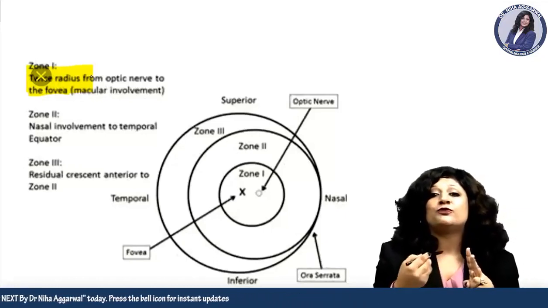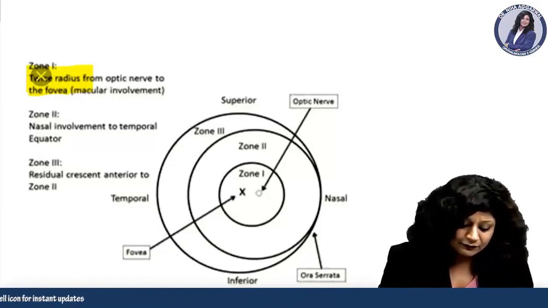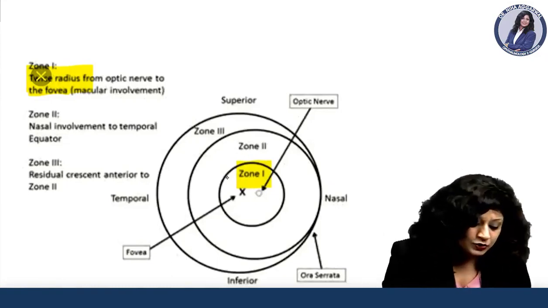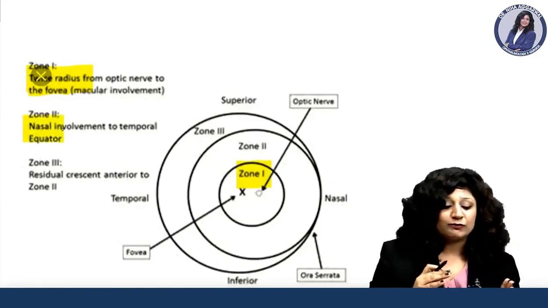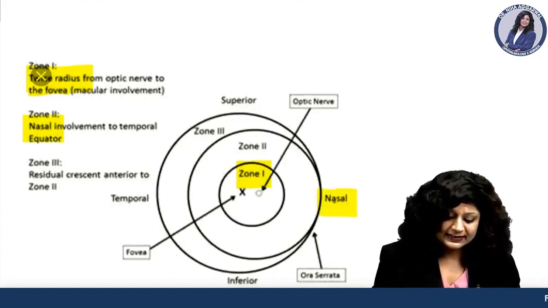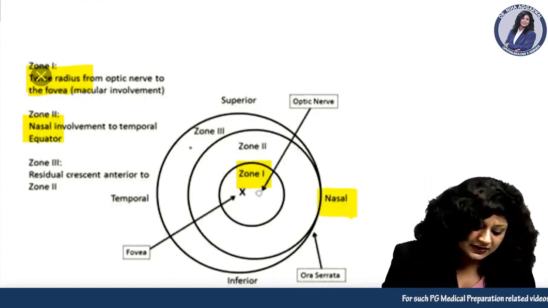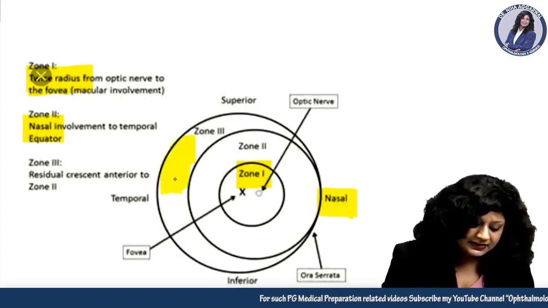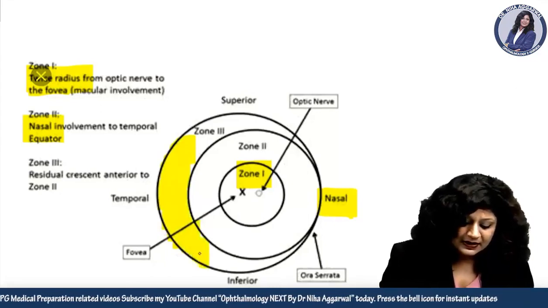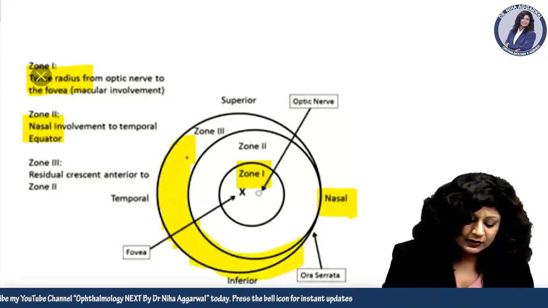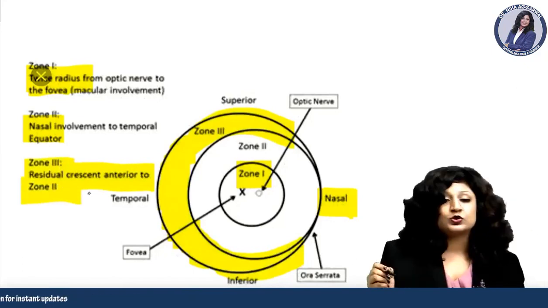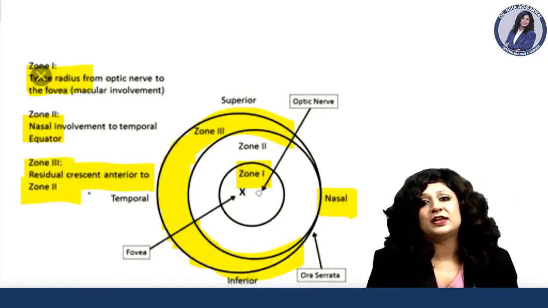So, this is now 4 disc diameter, and that will define your zone 1. Right. Then coming to zone 2. In zone 2, it is a nasal involvement to the temporal equator. I told you that it is going nasally, and whatever is remaining on the temporal side, this crescentic area which is remaining on the temporal side, will be included in your zone 3. So, the residual crescent which is anterior to this zone 2 is actually your zone 3.